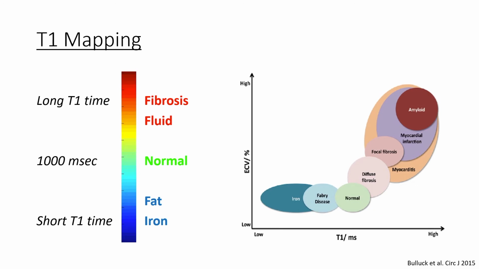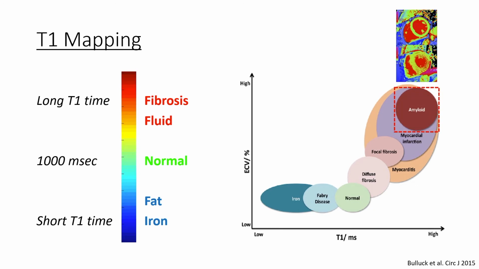And there are a number of clinical entities along the spectrum from short to the very long T1 time. The ones that I'd like to point out today are amyloidosis, which has a very long T1 mapping time. As you can see here, these red interspersed pixels within the normal green myocardium are pixels of high T1 mapping time corresponding to interstitial fibrosis.